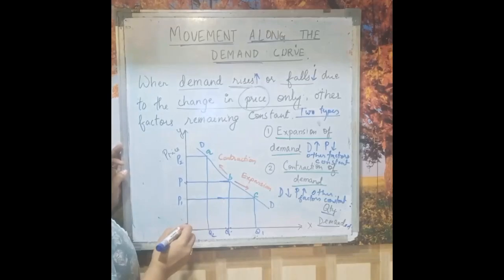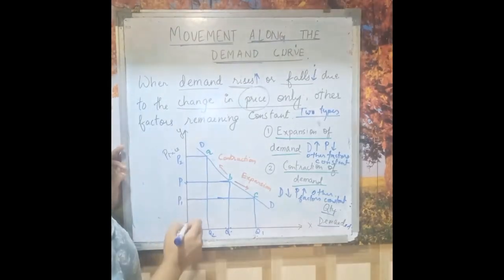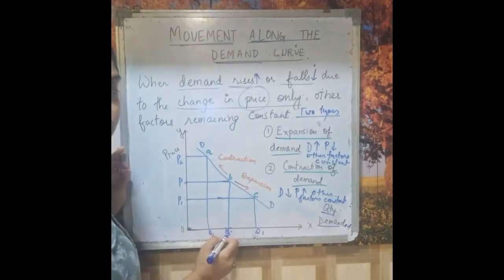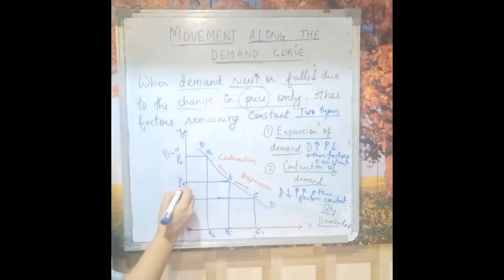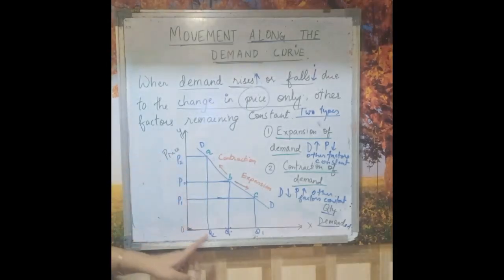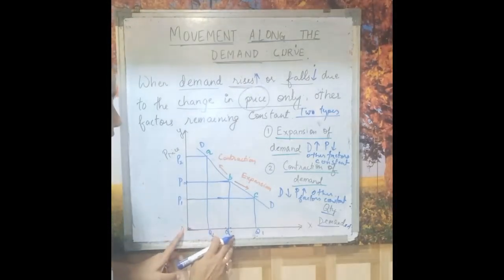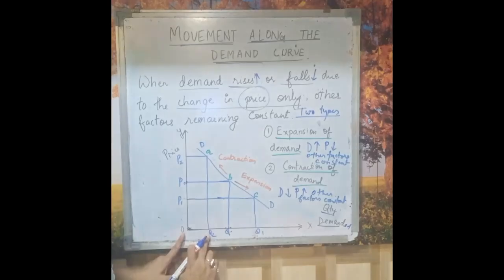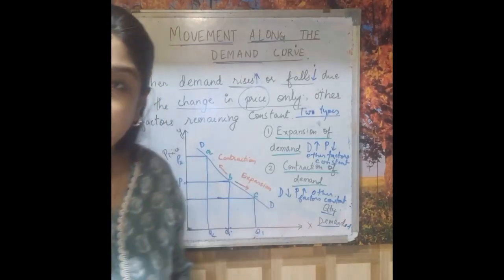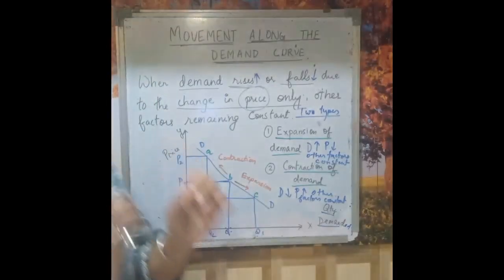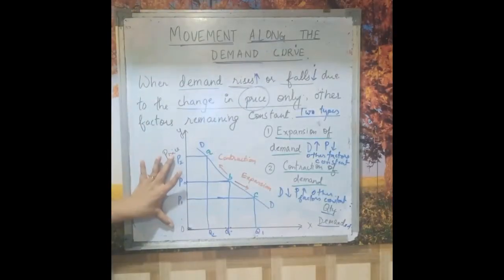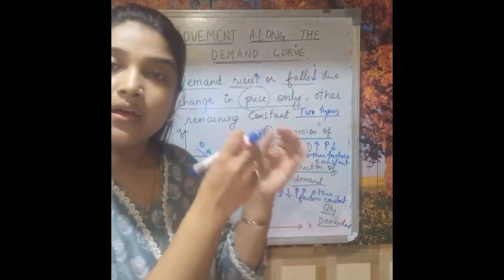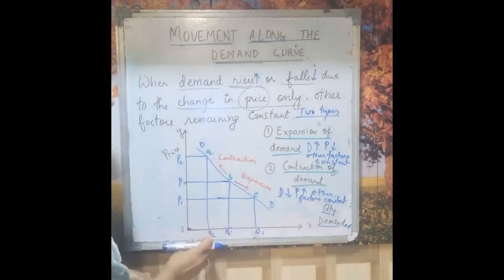In contraction, you can see that when the price is OP, the quantity demanded is OQ. When the price rises from OP to OP2, the quantity demanded decreases from OQ to OQ2. Why does it decrease? Because there is a rise in the price. From OP, the price rises to OP2.